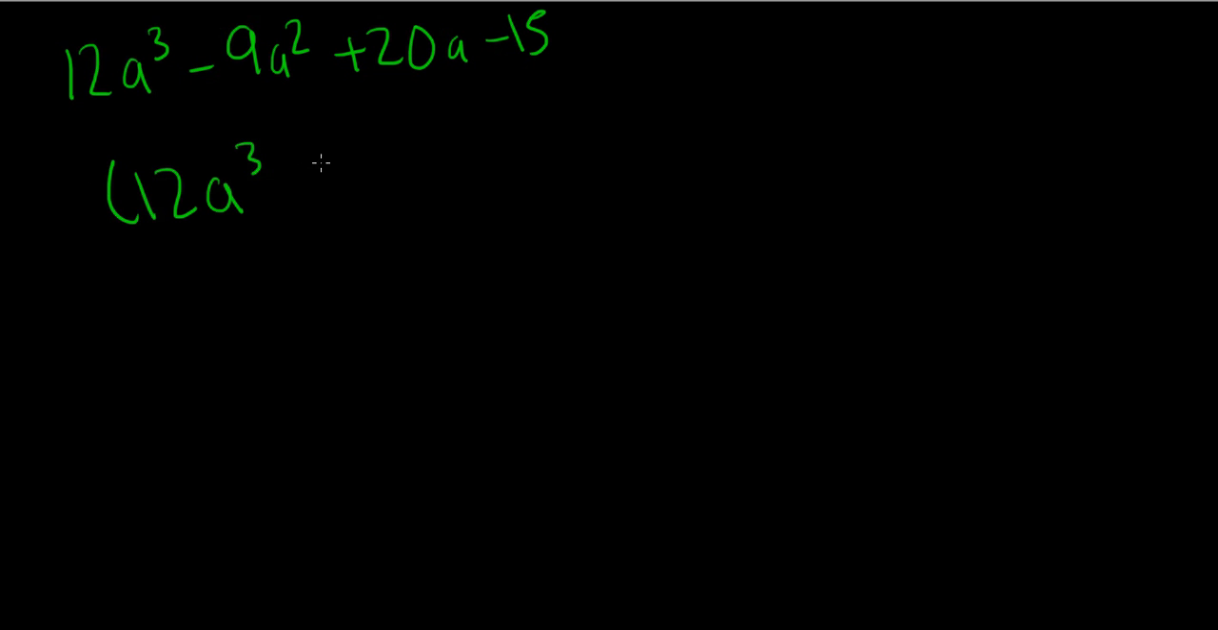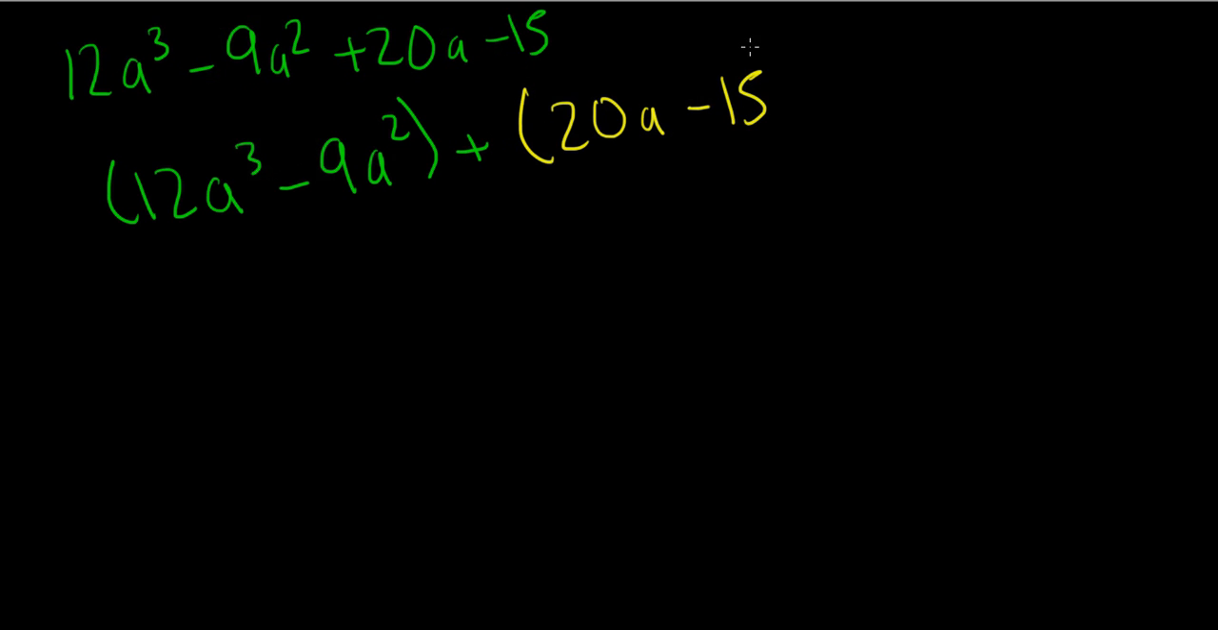Now we're going to look at an example of factoring by grouping. So we have the problem 12a cubed minus 9a squared plus 20a minus 15. So we want to group terms that have a common number or variable as a factor. And we can see that 12a cubed and 9a squared have the highest degrees on their a variable, so we're going to group them together, and we're going to group the 20a minus 15 together.